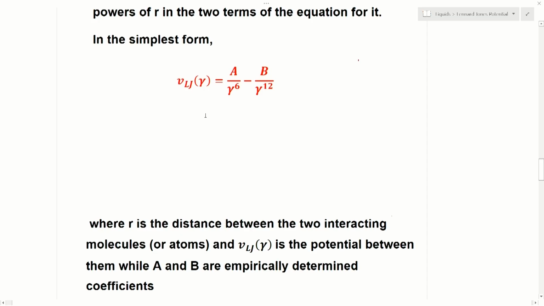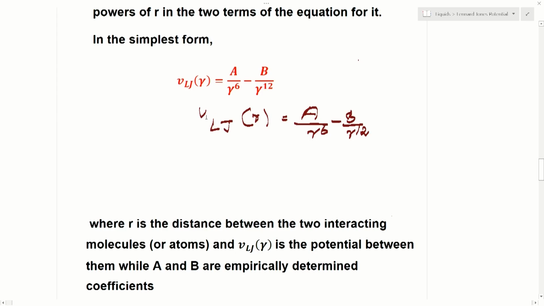Now we have the simplest form of the Lennard-Jones potential equation, that is, V_LJ(r) is equal to A by r power 6 minus B by r power 12. Here, as we saw earlier, r is the distance between the two interacting molecules, and A and B are constants. Now, our job is to find out the values of A and B, and V is nothing but the potential energy between the two interacting molecules.